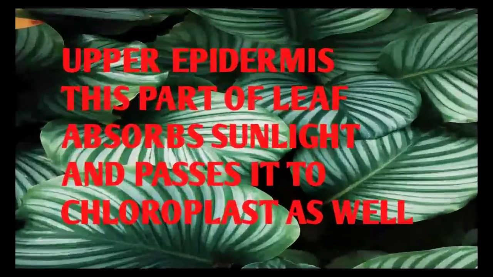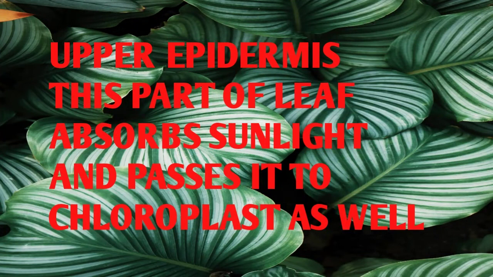Next part is upper epidermis. This part of the leaf absorbs sunlight and passes it to chloroplast as well.